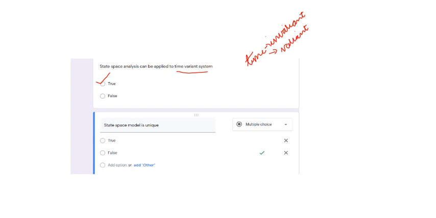Then this is important. State space model is unique? No, it is not unique, right? It is not unique. There are different state space models I can write. For a given system, there are different ways to write the state space model.